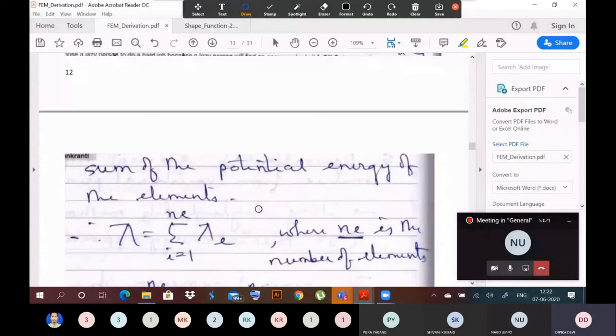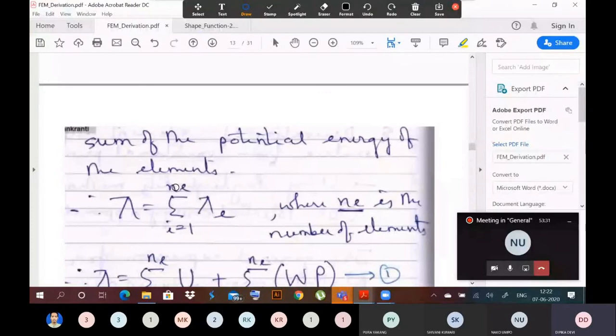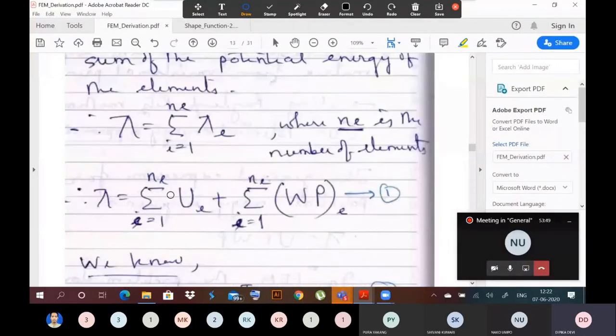So pi will be equal to summation I equals 1 to NE of UI plus summation I equals 1 to NE of WP I. This is I or E, whatever you write. It is just an index I have used. Or here you can also write E equals 1 to NE. NE means number of elements. As pi is equal to U plus WP, we have to add the strain energy of all the elements. You have to add the work potential of all the elements. Then that will give you the potential energy of the whole system.